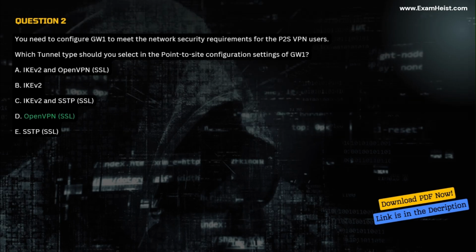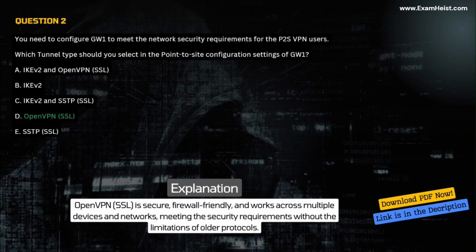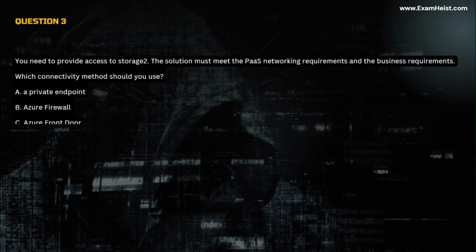Correct answer D. OpenVPN SSL. Explanation. OpenVPN SSL is secure, firewall-friendly, and works across multiple devices and networks, meeting the security requirements without the limitations of older protocols.